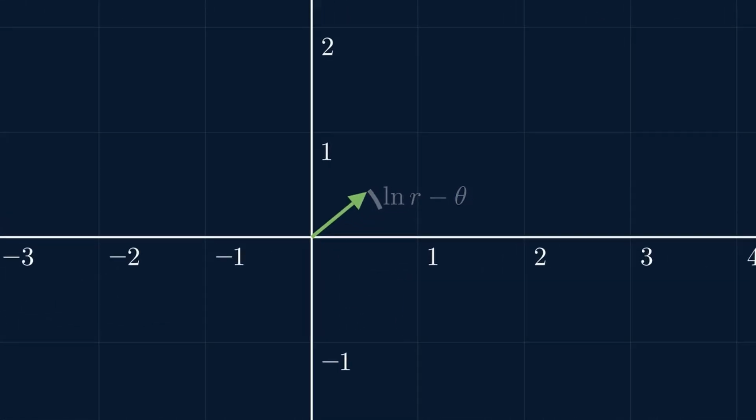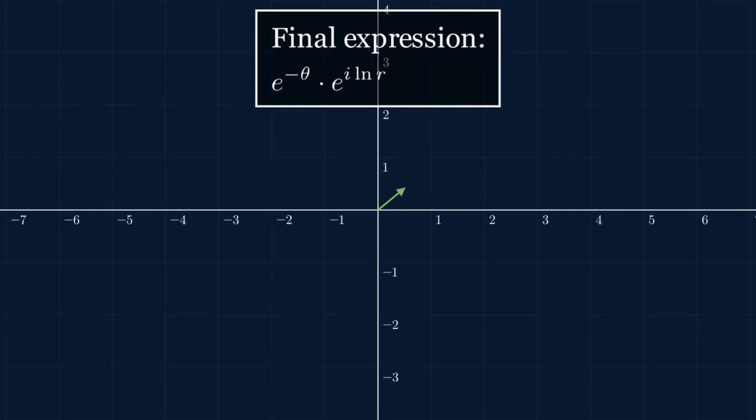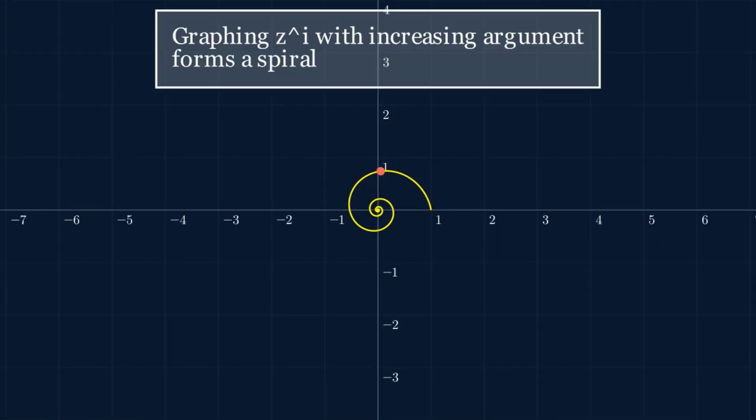A thing to note here is that the net rotation in the number is ln r minus theta counterclockwise. Ln r is the final angle made by the result with the x-axis. We can easily see that if we increase the argument of the given complex number, the modulus of the resultant number decreases. Hence, graphing it will give a spiral.